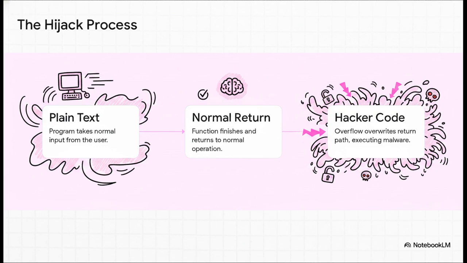Normally, a program takes plain text, processes it, and then just returns to its normal operation. Easy. But here, the hacker sends in a specialized, oversized input. That overflow we just talked about overwrites the normal return path. It hijacks the CPU and points it directly at the hacker's malicious payload. The crazy part is, the program doesn't crash. It actually just starts obeying the attacker.